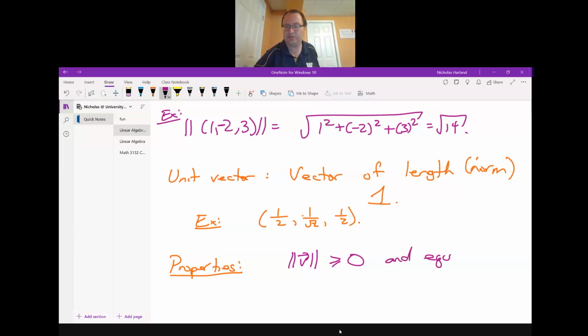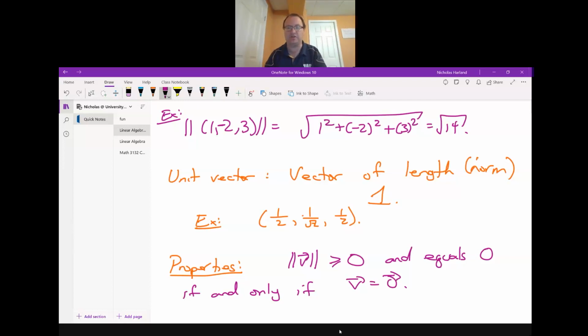So this equals 0 if and only if v is the 0 vector itself. So the only way it can actually equal 0 is if we have the 0 vector. Everything else is going to be positive. The only chance it can equal 0 is if all v1, v2, v3, all the v's are equal to 0.